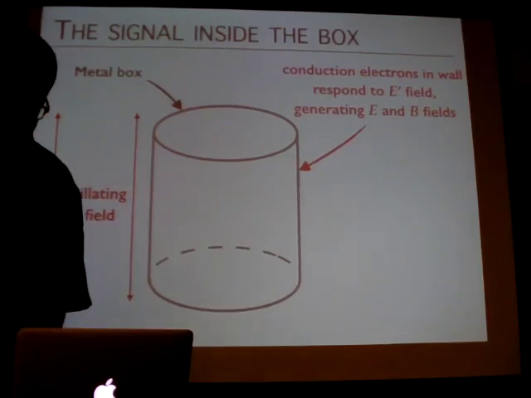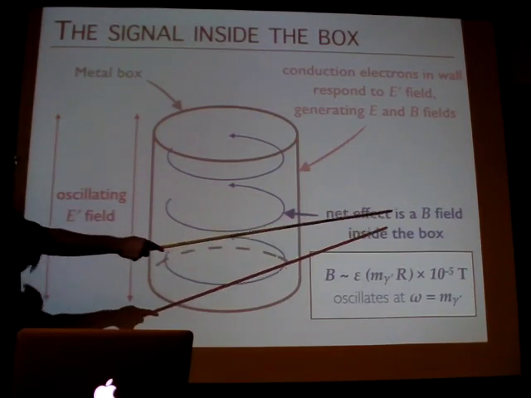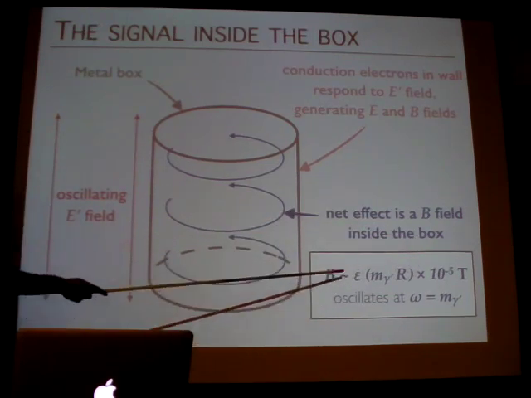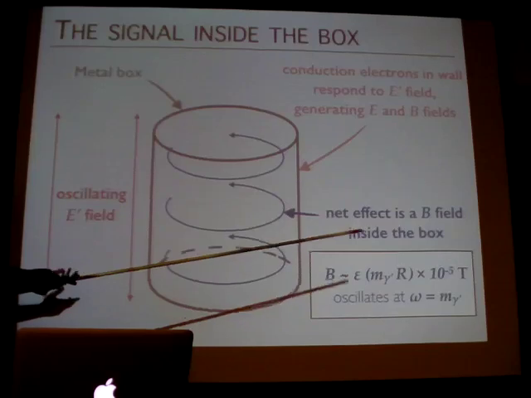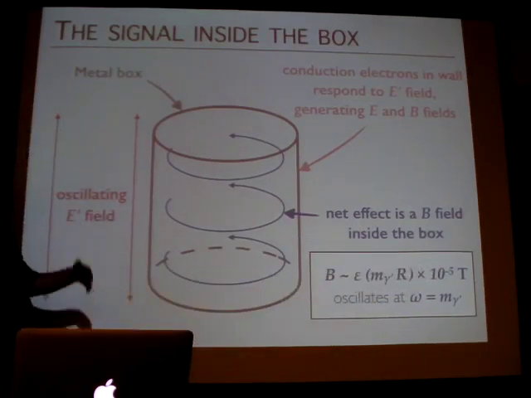So it turns out that the net effect of this whole story is that this dark E prime field gets converted to a regular magnetic field, the normal magnetic field of electromagnetism, which is of this magnitude. It's proportional to epsilon, which it has to be because that's the rate at which you're moving anything, times 10 to the minus 5 Tesla, which actually is the same number as 3000 volts per meter.